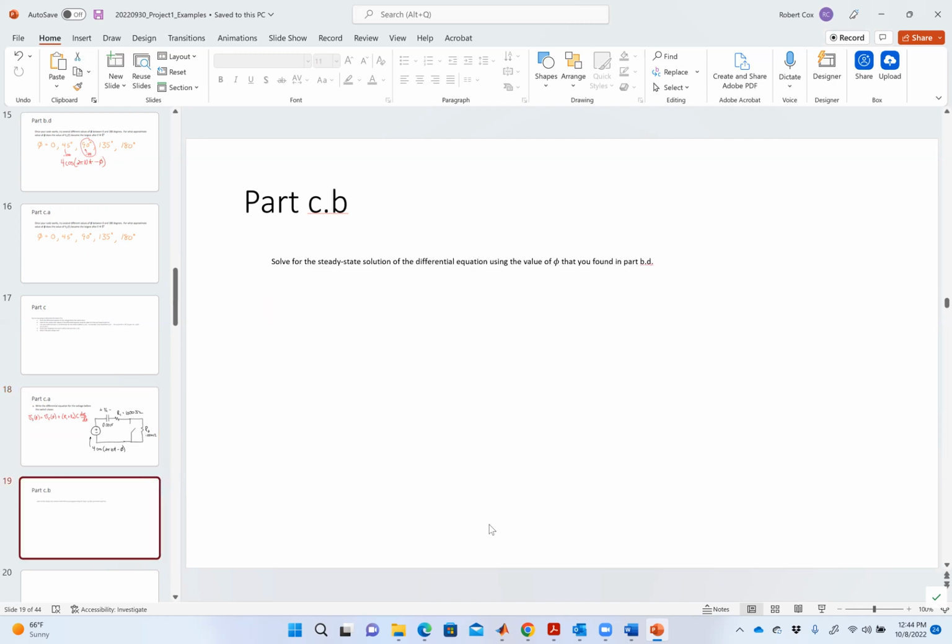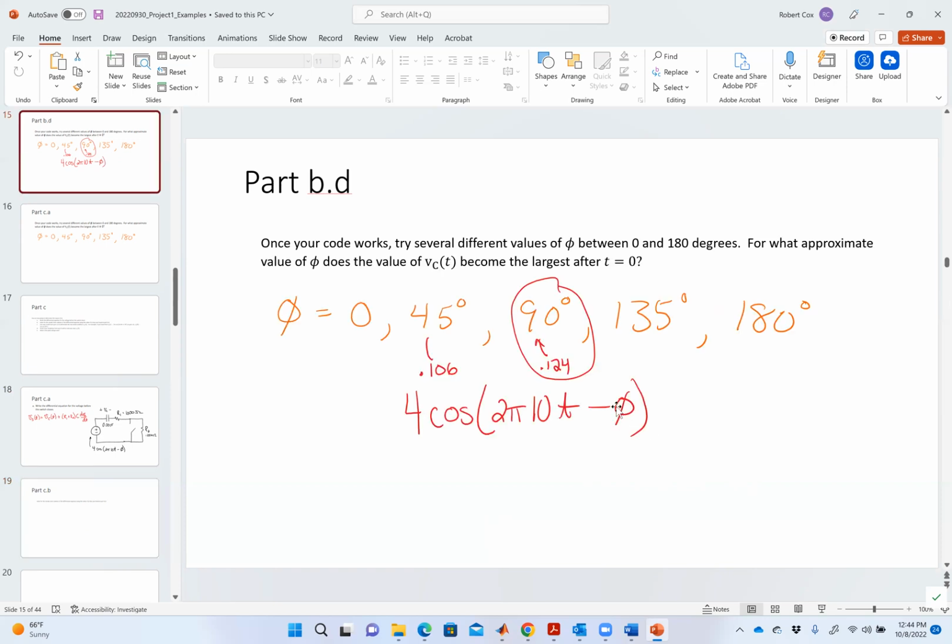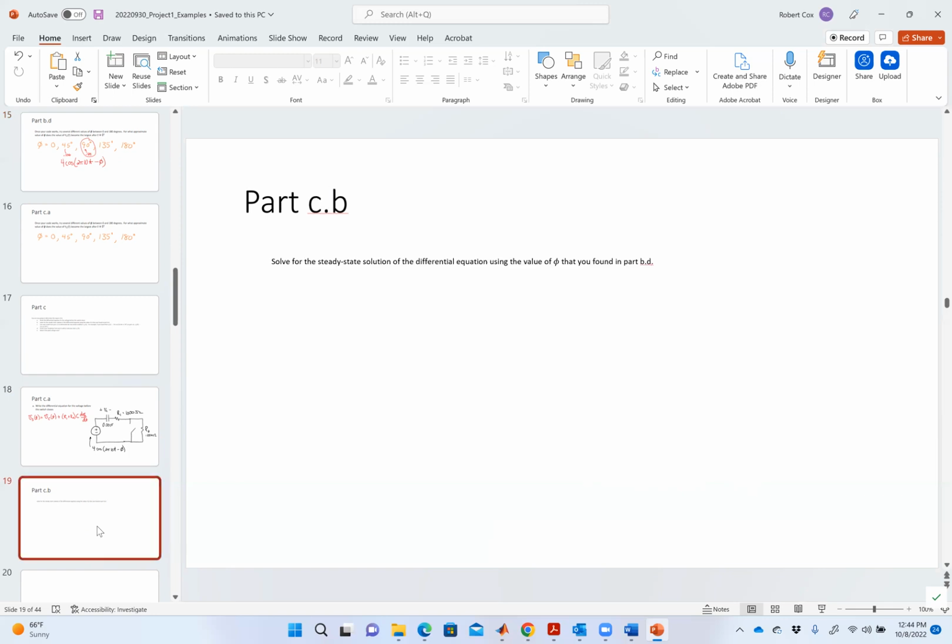Now in part B, solve for the steady state solution using the value of phi that you found in part B dot D. So we found in B dot D, if we look back there, I found that my phi was about 90 degrees. So, all right, so I know what I need. I'm going to say that to solve this, I have 4 cosine 2 pi 10 t minus 90 degrees equals v sub cp of t plus tau dvcp dt, like that, right? Where vc sub p, okay, this is our particular or steady state.